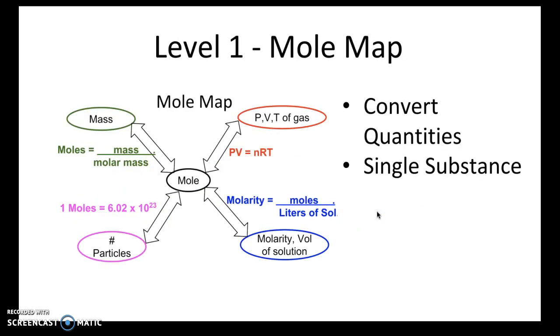For level 1, you actually have to use the mole map, and that's because you're given one substance, but you have to convert from given quantities of a substance to find another quantity. So for example, you could be given the mass of a substance and need to find its molarity. Or you could be given the molarity of a substance and need to find its number of particles. So that's where the mole map is helpful, because you'll have to use at least 2 equations in this case.